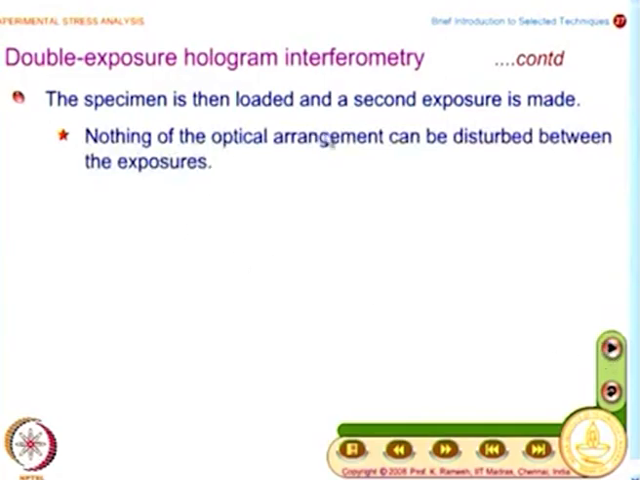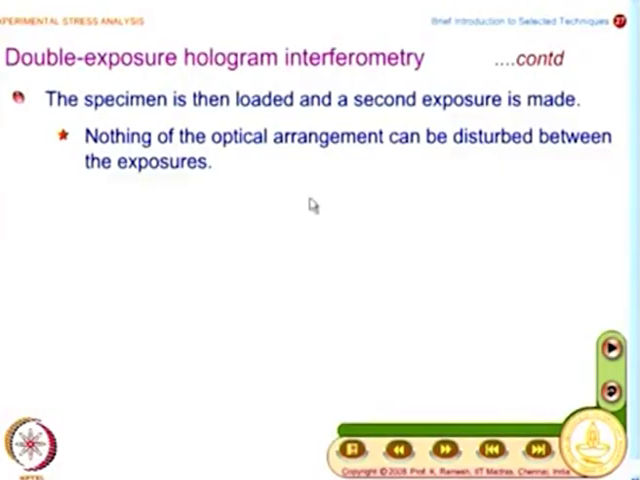See, the specimen is loaded and the second exposure is made, that you have well understood, and this is to be done in total darkness, okay. And you have to ensure nothing of the optical arrangement can be disturbed between the exposures. It is not that you simply move your hand and disturb the alignment of any of the optical elements. This has to be done very carefully.